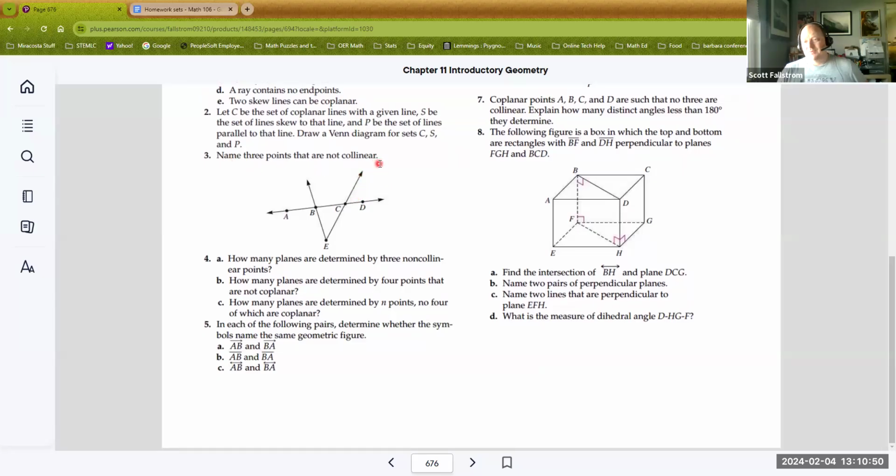Question 3. Again, this is just about terminology, to be perfectly honest. So grab your sheet that has all those little definitions and say to yourself, okay, I need 3 points that are not collinear. That means they cannot be on the same single line, right? And there are multiple options for this. How many planes are determined by 3 non-collinear points? How many planes are determined by 4 points that are not coplanar? And how many planes by n points?